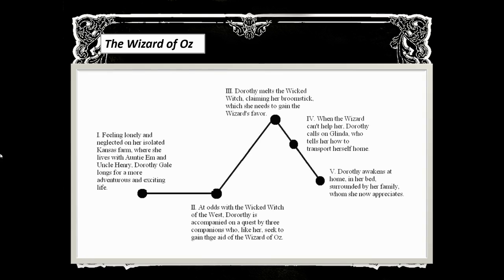wizard's favor. And so when the wizard can't help her, Dorothy calls on Glinda, who tells her how to transport herself home, and then Dorothy awakens in her home, in her bed, surrounded by her family, whom she now appreciates.